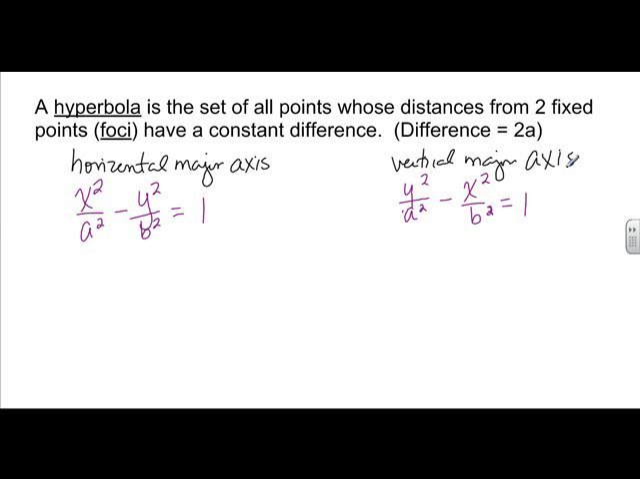You can have a major axis that's horizontal, or you can have a major axis that's vertical. And the equation for a hyperbola with a horizontal major axis, so the foci are on the x-axis and the vertices are on the x-axis, is going to be x squared over a squared minus y squared over b squared equals 1.